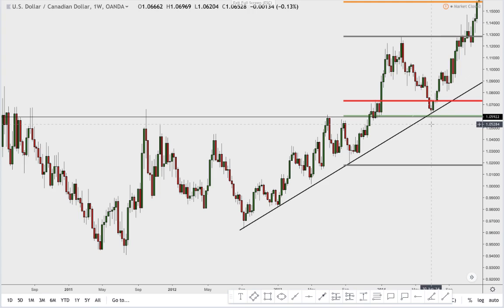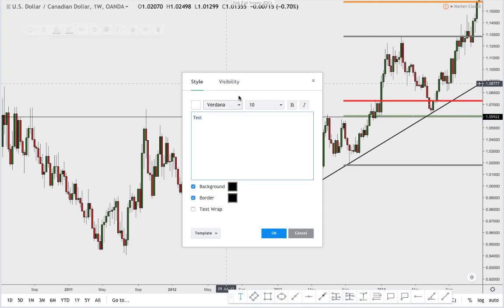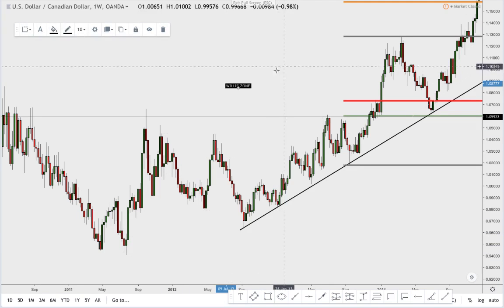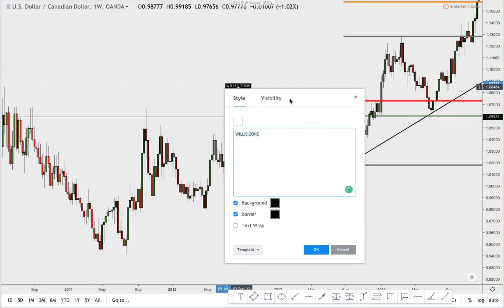Once you're able to identify this, I call this the Willis zone. I'll just pop it up for you right about here. So this is known as the Willis zone. Too small.